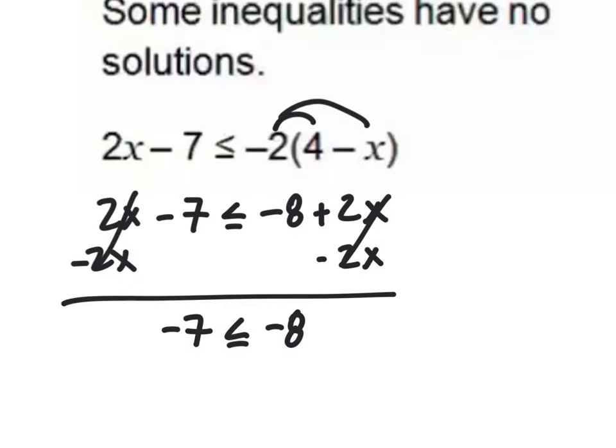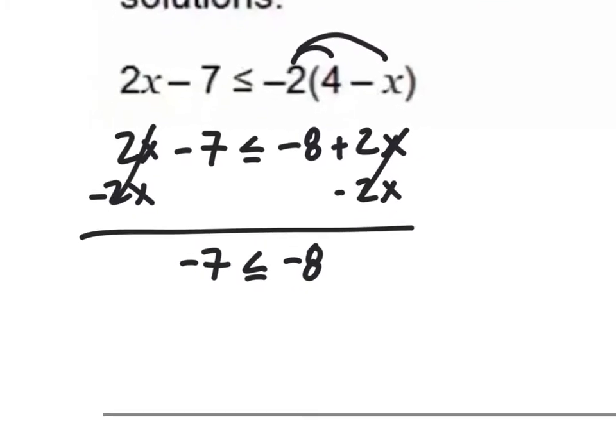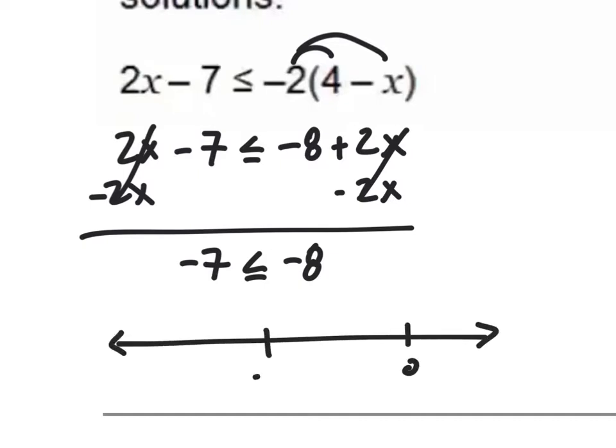Is this a true or false statement? It's false. Kind of weird, but you have to look at it like this: here's 0, here's negative 7, here's negative 8. This is a false statement. So if you solve this and you get a false statement, then you have no solution.